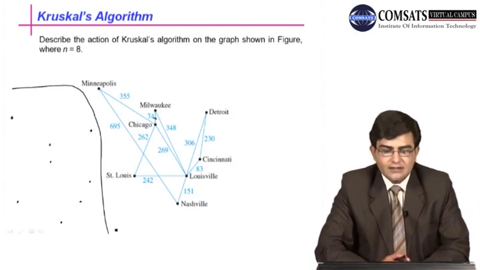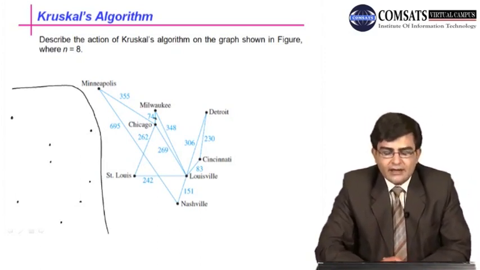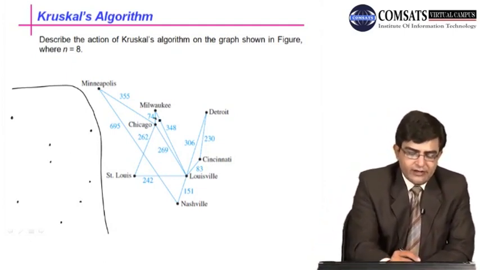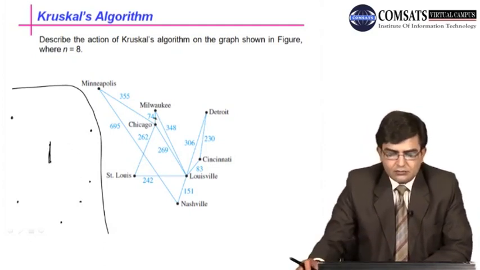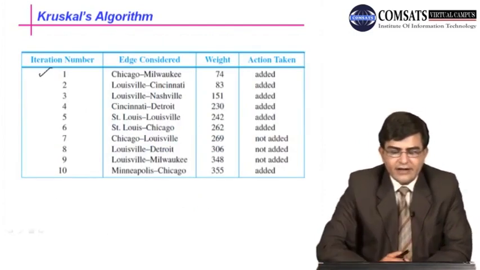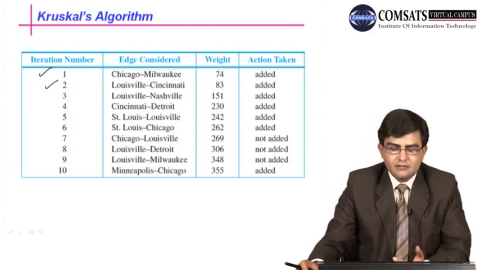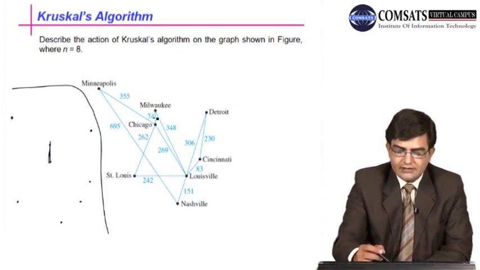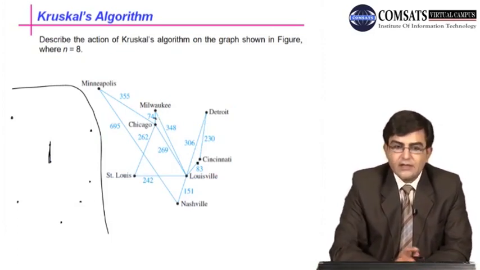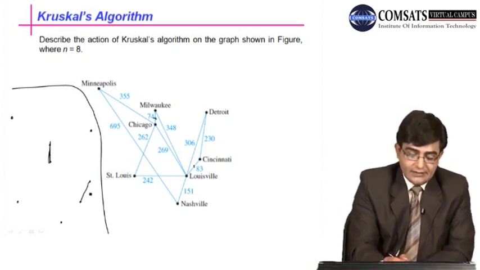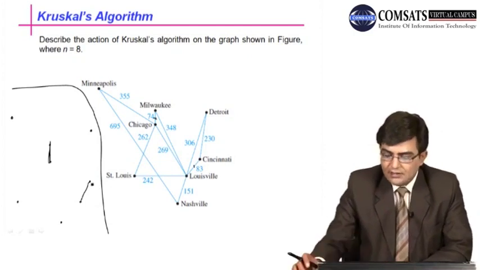This was the first step in the algorithm. Now find the edge which has minimum weight and connect the vertices. We have 74 as the minimum weight. We draw this edge. So that is what we have done in the first iteration. In the second iteration, find the weight which is greater than 74. The next greater than 74 is basically 83. So add this edge between these two vertices.